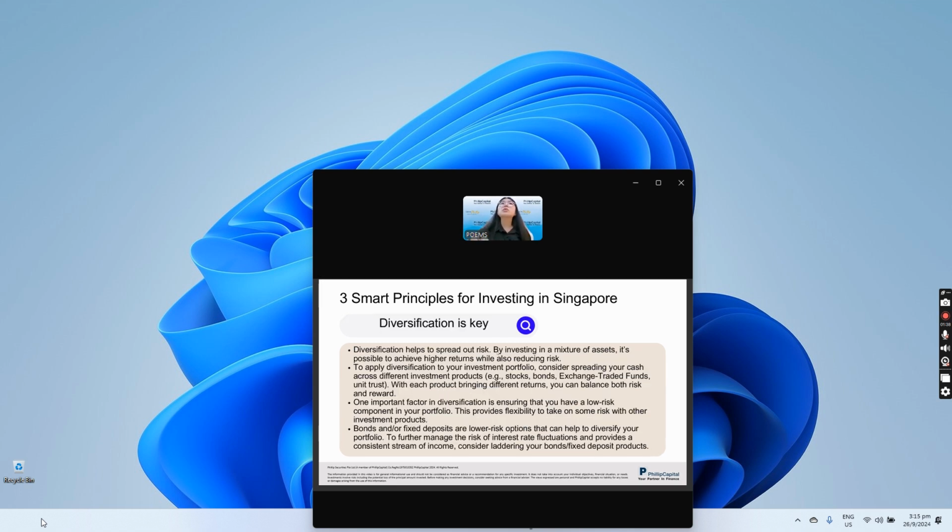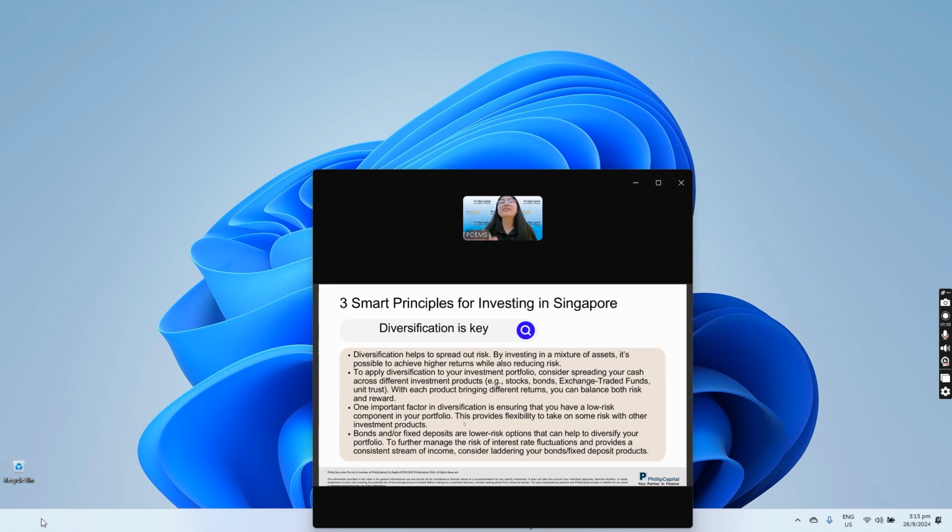Second thing, diversification is key. When you go into investment, we all know, right? You cannot put all your eggs in one nest. Diversification can help to spread out the risk.